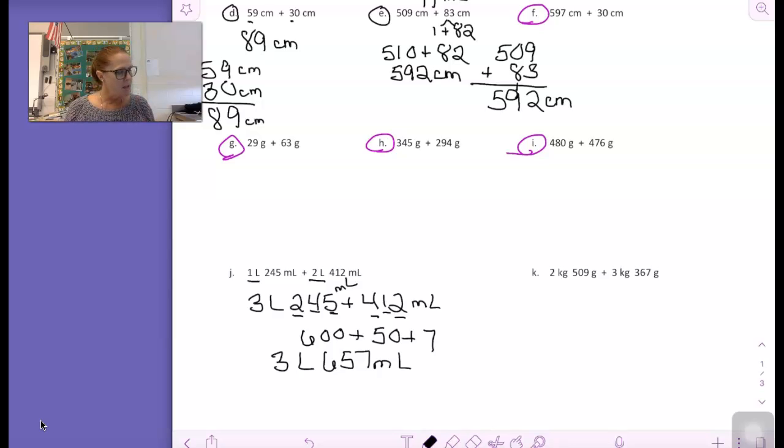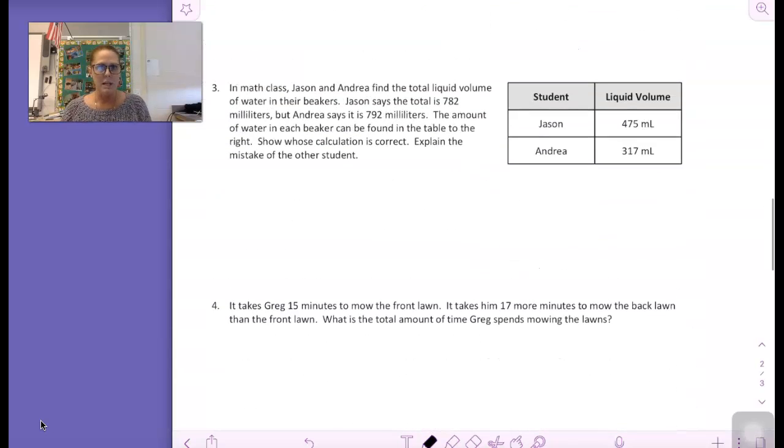Go ahead, boys and girls. Actually, we're going to go ahead and do number 3 together. So let's go over to number 3. Number 3 says, in math class, Jason and Andrea find the total liquid volume of water in their beakers. Beakers are just containers that hold liquid. Jason says the total is 782 milliliters, but Andrea says it is 792 milliliters. The amount of water in each beaker can be found in the table to the right. Show whose calculation is correct. Explain the mistake of the other student.